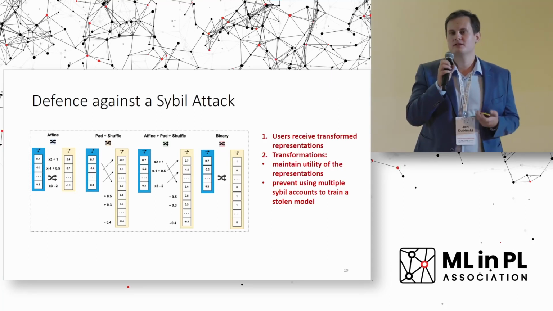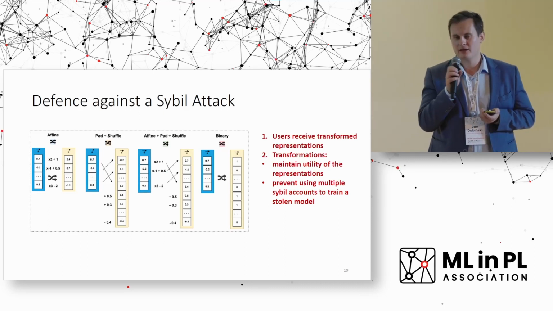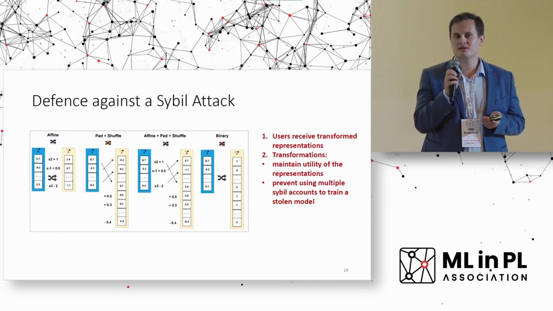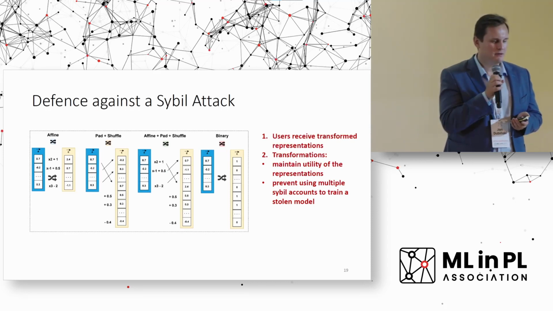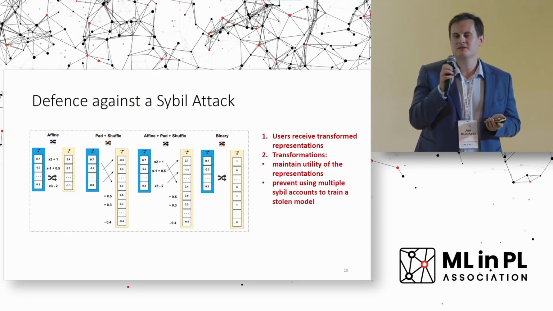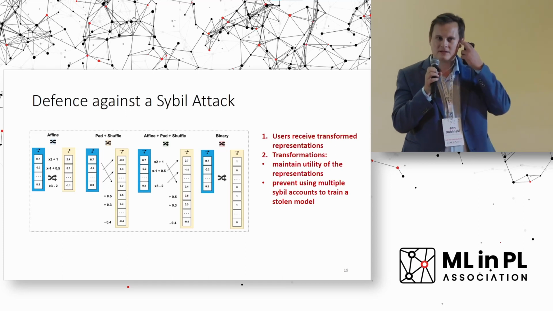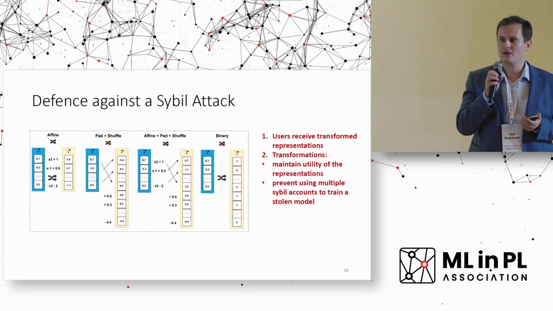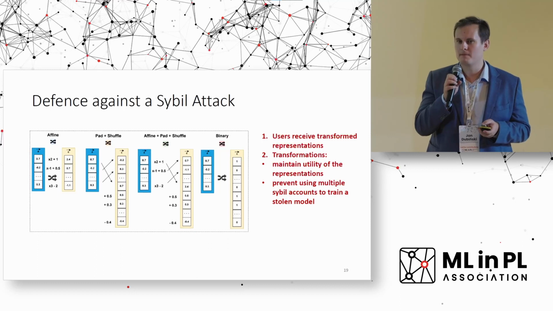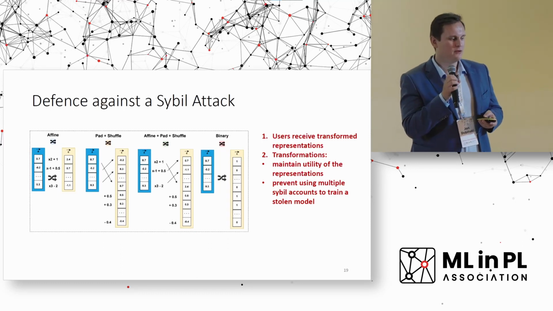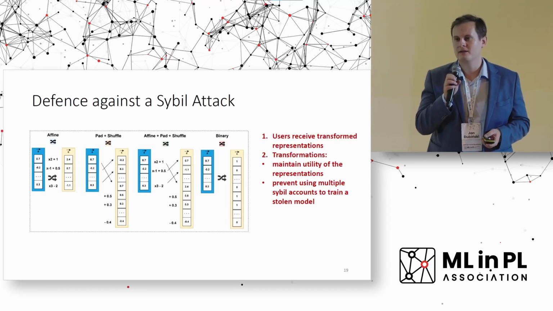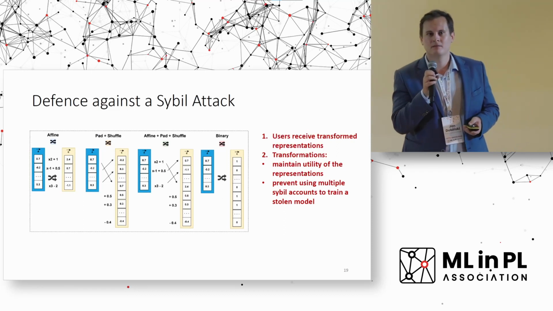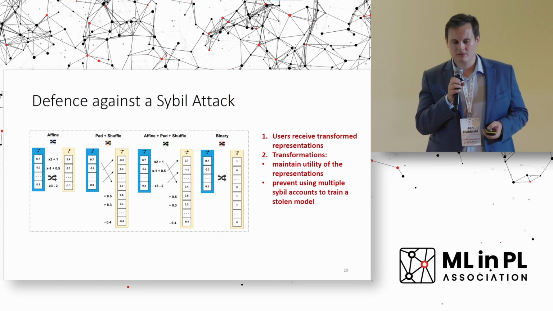And those transformations are quite simple in their nature. I'm talking about affine transformation, padding and shuffling. And we have also designed a transformation which turns the output of the encoder into binary form. So overall, those transformations aim to prevent sybil attacks, which are attacks from multiple accounts.